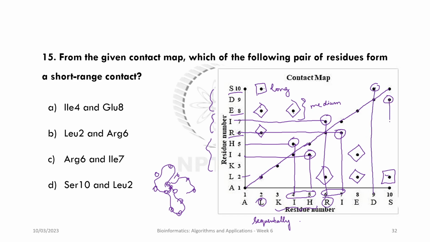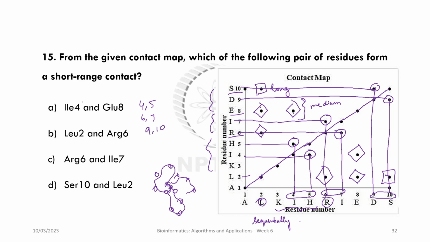Sorry about the crossness of lines, but I guess you understand the point by now, right? So now look into the options. Short range contacts, what are the candidates? 4 and 5, 6 and 7, 9 and 10.